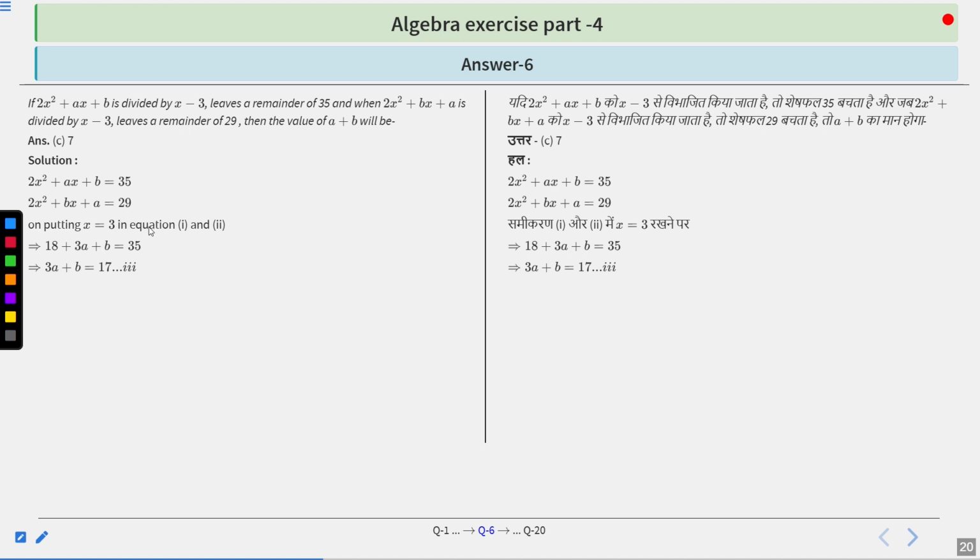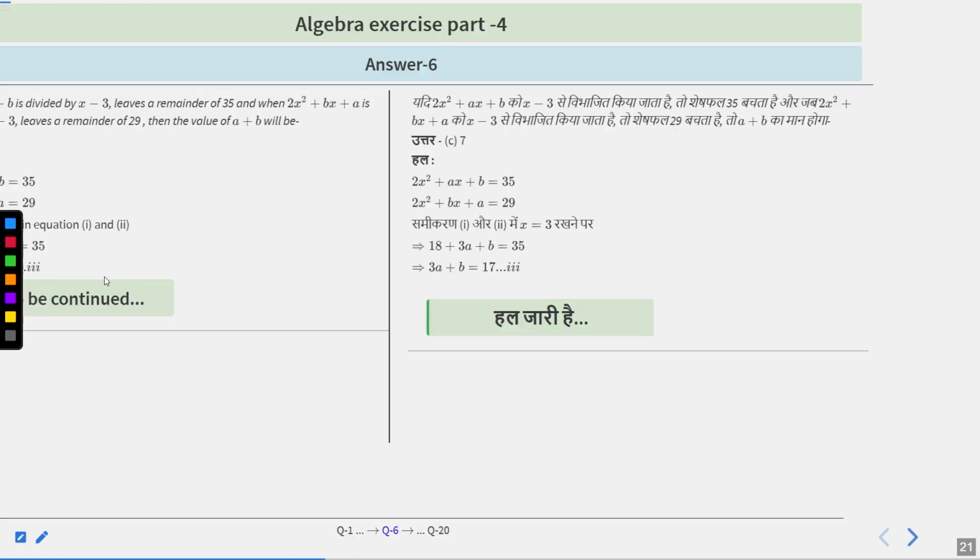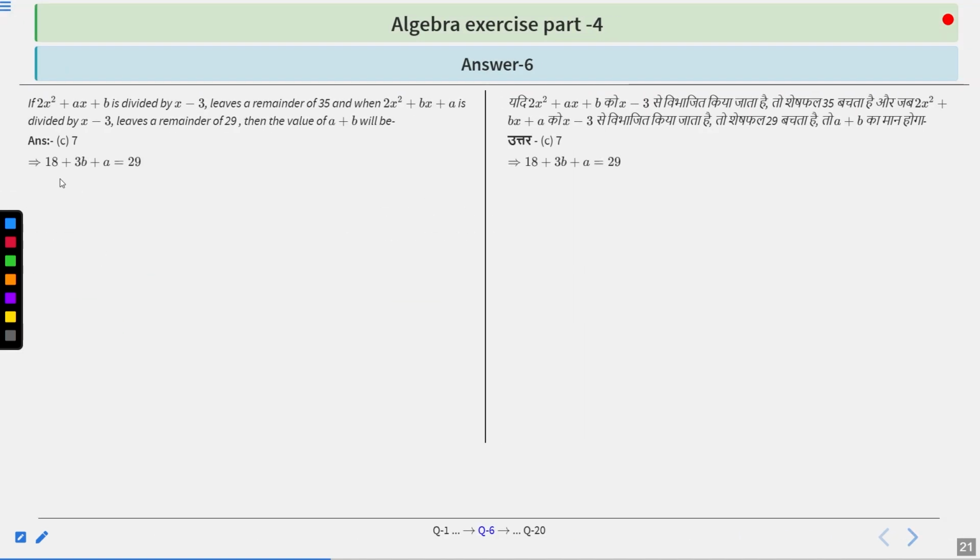So before putting the value of 3 in the second equation, let us simplify this equation. This is going to be 3a plus b equal to 35 minus 18, that is 17. That is our third equation. Then 18 plus 3b plus a equal to 29. We have put the value of x as 3 in the second equation. So we have got 3b plus a equal to 11 as our fourth equation.